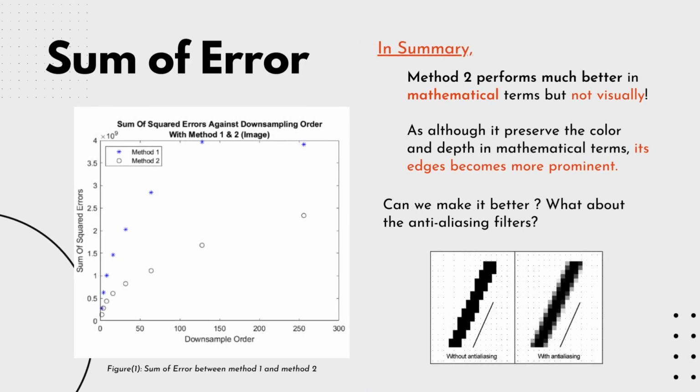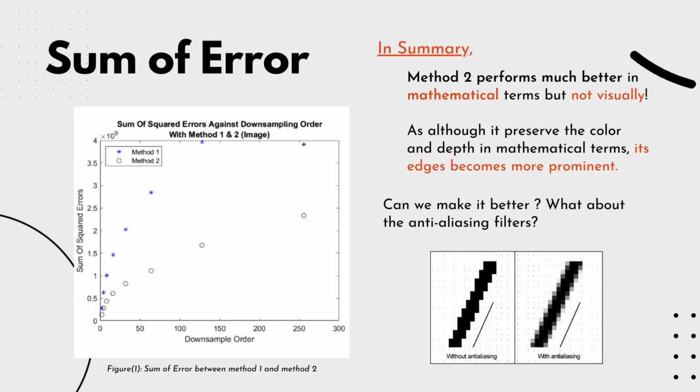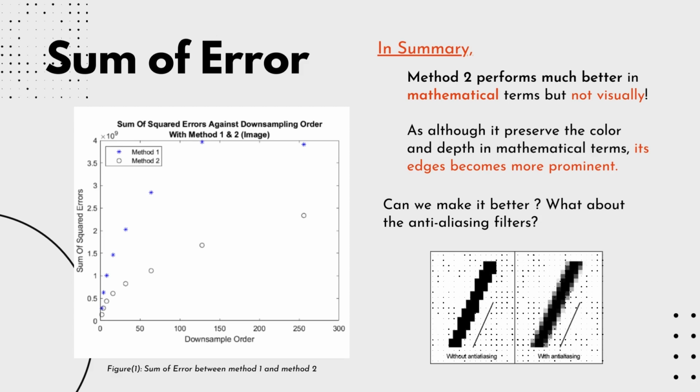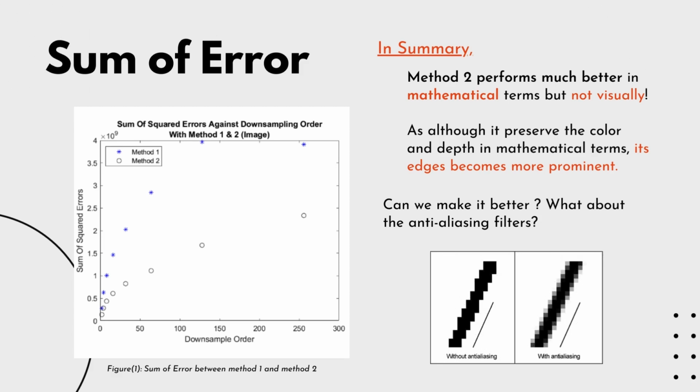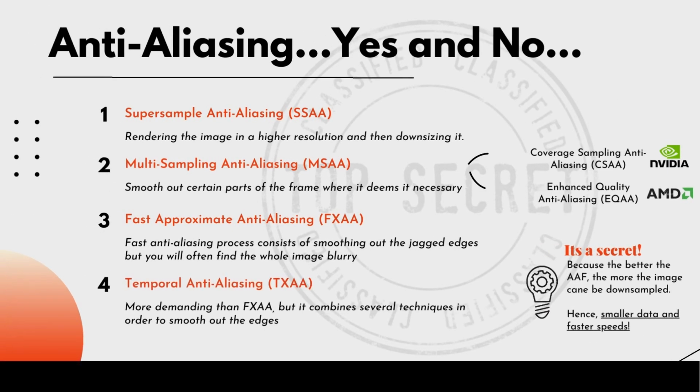Can we improve image downsampling further? By using anti-aliasing filters, we can enhance the downsampling process. Let's explore how these filters can be applied to achieve better results. There are several anti-aliasing methods available. 1. Supersample anti-aliasing. SSA renders the image in a higher resolution and then downsizes it.